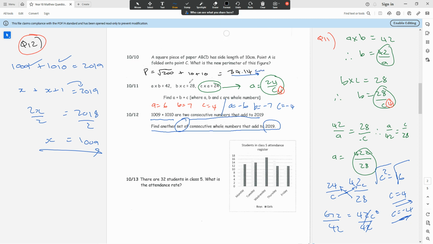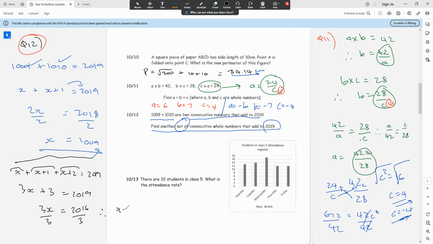And if we did have to use 3, then we change the equation, right? x plus x plus 1 plus x plus 2 equals 2019. Remember, that's the first number, second number, third number. Consecutive, one more than the other. 3x plus 3 equals 2019. And so 3x equals 2019 minus 3, which is 2016. And so we divide by 3 on both sides. 3 goes into 20 six times, remainder 2, 3 goes into 21 seven times, 3 goes into 6 two times. So 672 is what x can be.